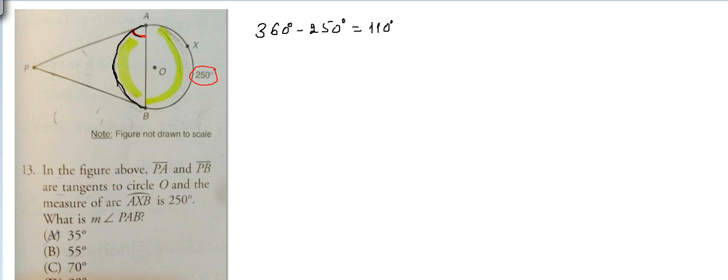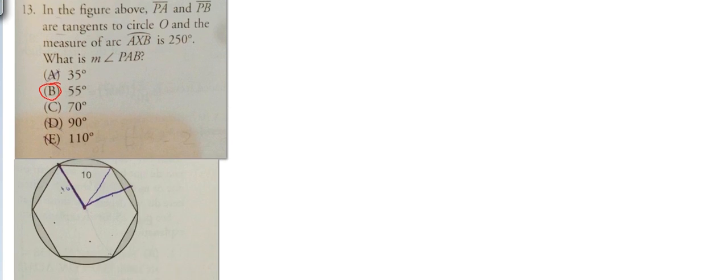Angle PAB is between the given tangent and the chord AB, so it will be half the arc AB. Half the arc AB, this means half the minor arc AB, this means angle PAB equals half of 110. And what is half of 110? It's 55 degrees. So the correct answer is B. B is the correct answer.